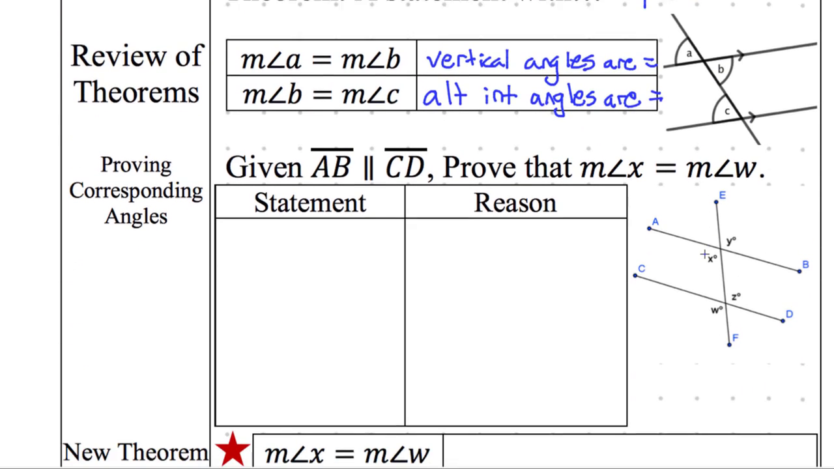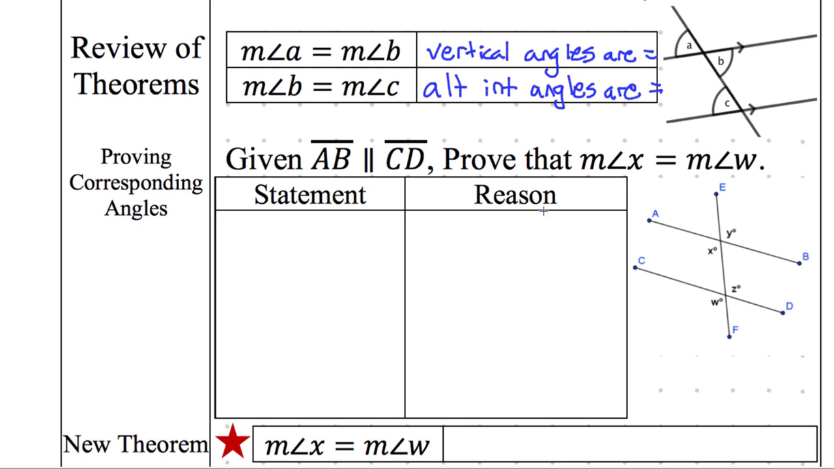Let's move on to another proof. We have to get through a lot of proofs today. So we have this given statement, AB, this line right here, and CD. They are parallel because I tell you that they're parallel. I need you to prove that X and W have the same measure. How are we going to do that? Only using the theorems up here that we have currently proven.